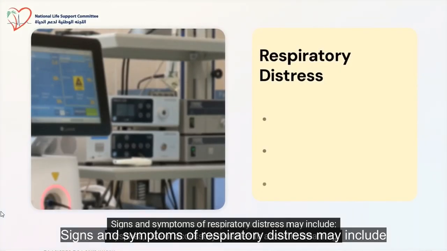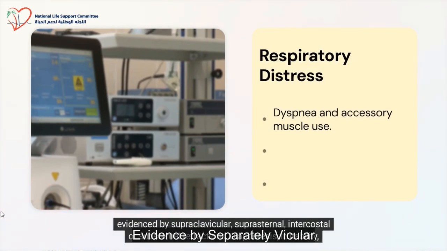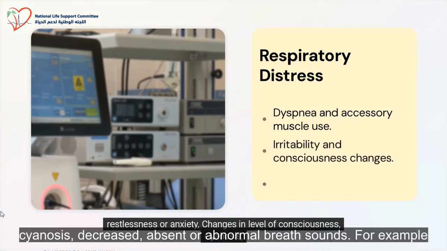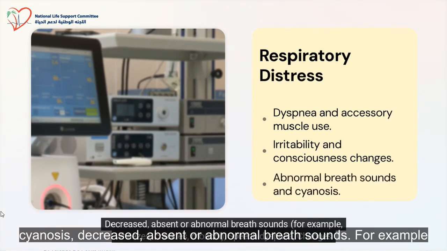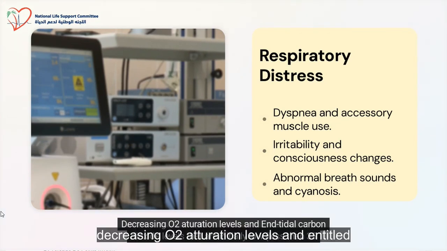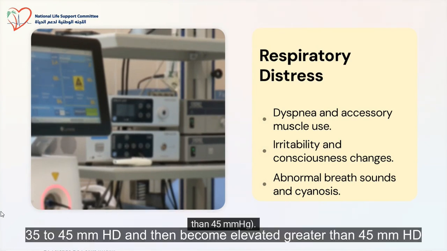Signs and symptoms of respiratory distress may include dyspnea, use of accessory muscles to assist in breathing, evidenced by supraclavicular, suprasternal, intercostal, or substernal retractions, diaphoresis, irritability, restlessness or anxiety, changes in level of consciousness, cyanosis, decreased, absent, or abnormal breath sounds, for example, wheezes, crackles, rhonchi, speech dyspnea, changes in breathing rate or depth, tachycardia or bradycardia, decreasing O2 saturation levels, and end-tidal carbon dioxide levels that are initially low, less than 35 mmHg, but with increasing distress move into the normal range, 35 to 45 mmHg, and then become elevated, greater than 45 mmHg.